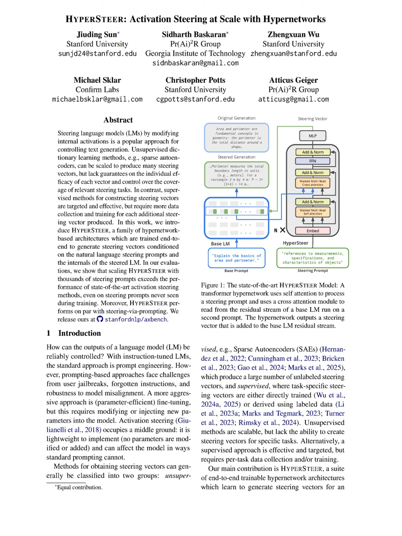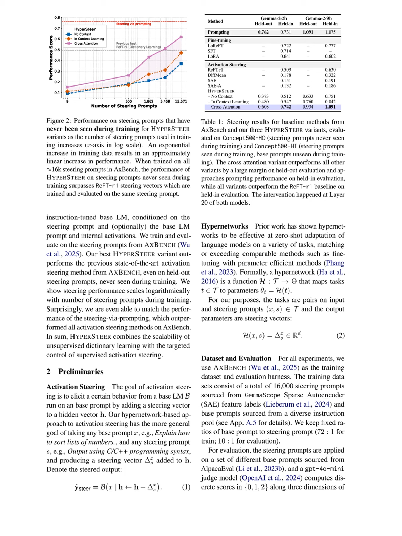The HYPERSTEER method operates by utilizing a hypernetwork architecture to generate steering vectors for a base language model, LM. The process begins with the hypernetwork, denoted as H, which takes pairs of input and steering prompts, XS, and maps them to steering vectors, delta_x_s. The hypernetwork consists of multiple layers and employs a residual stream representation for each layer, allowing it to condition on both the steering prompt, S, and the internal activations of the base LM, B, when processing the base prompt, X.